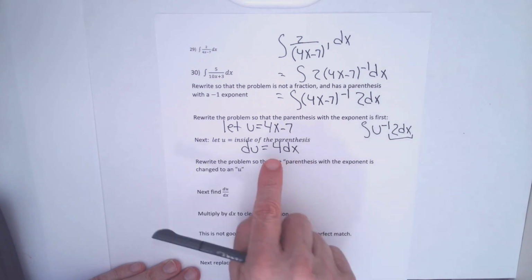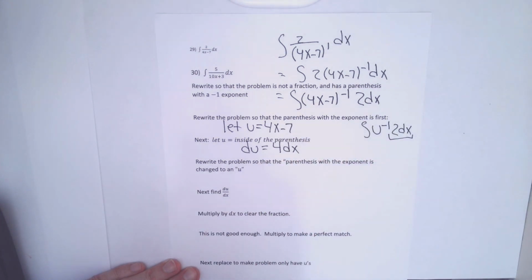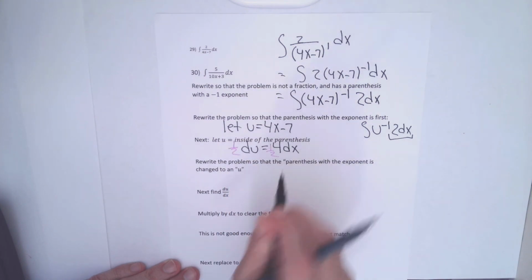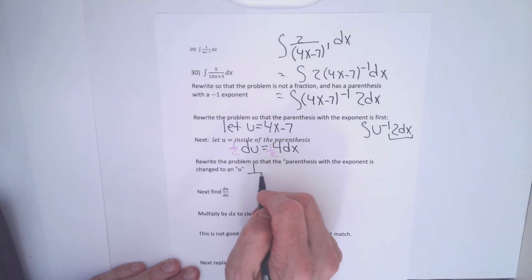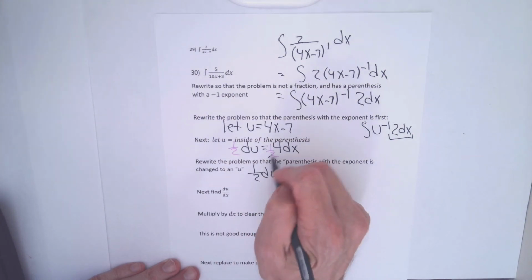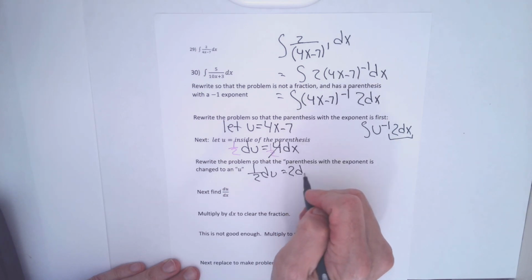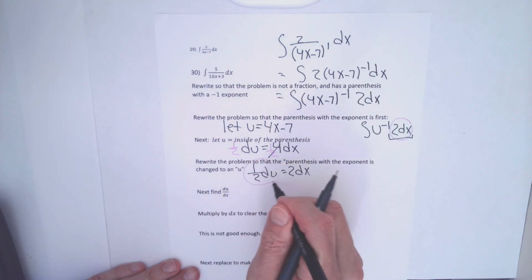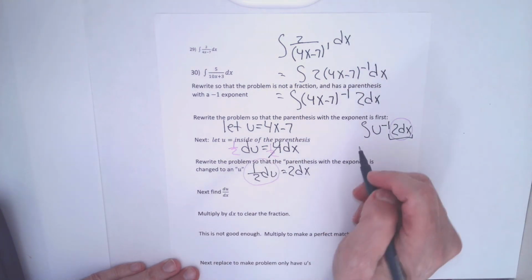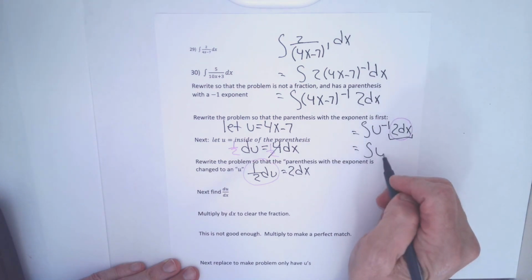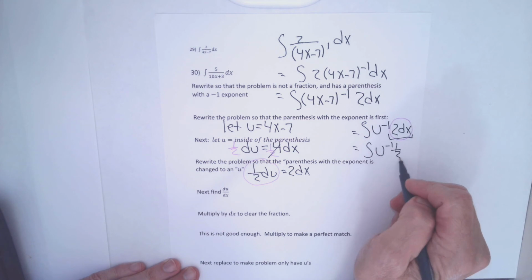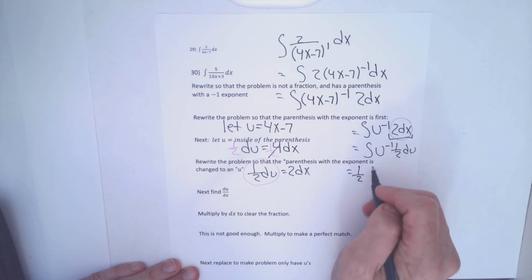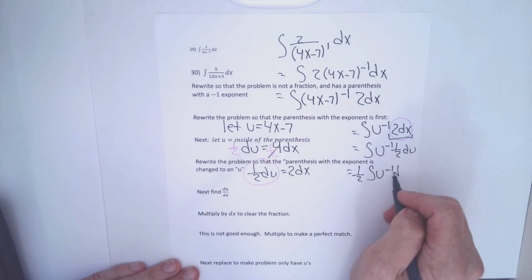I need to get 2 dx. To get a 4 into a 2, you need to divide by 2. Dividing by 2 is the same as multiplying by 1/2. So I'm going to multiply both sides by 1/2 and get 1/2 du. And then this side, 1/2 times 4 is going to give me 2. So I get 1/2 du equals 2 dx. So this 2 dx, I'm going to replace with a 1/2 du and get the integral of u to the -1 times 1/2 du. Pass the 1/2 through the integral. I get 1/2 times the integral of u to the -1 du.